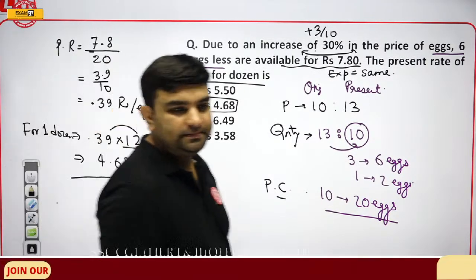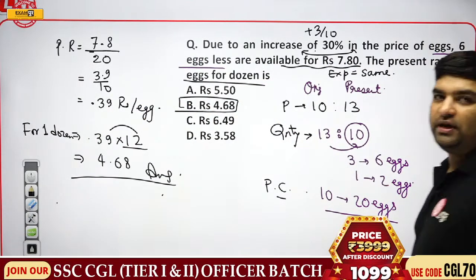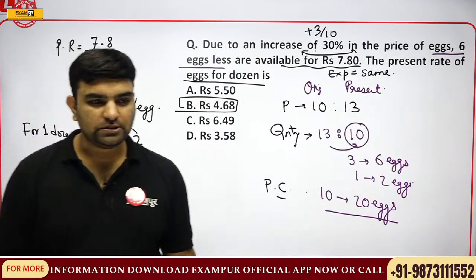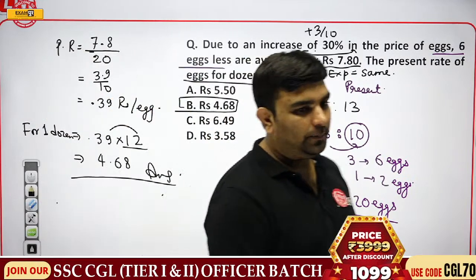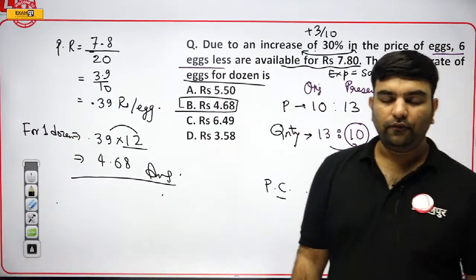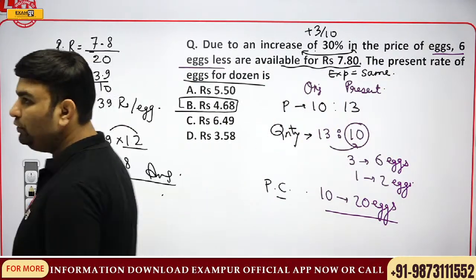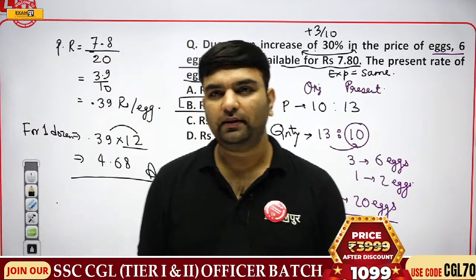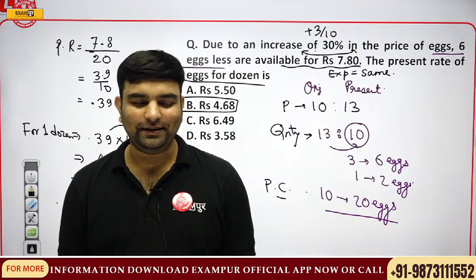Perfect, guys. Come on, do reply me. So there was one extra step in it. First, you are finding the price per egg. Then you're converting into per dozen.